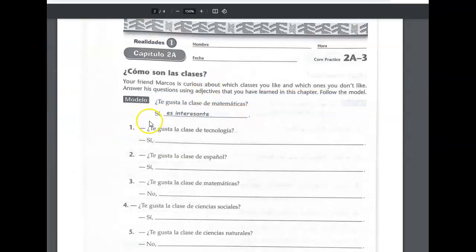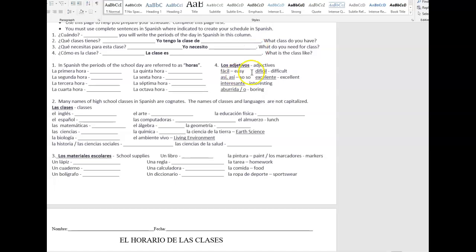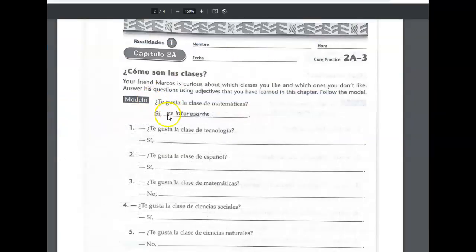If you don't like the class, don't begin with sí, begin with no. Then maybe you want to choose a negative, if you will, description. No es difícil, or no es aburrida, or no es así así. Right? So a descriptive adjective, and then before that descriptive adjective, you're going to put es to say yes, it is, or no, it isn't, and then a descriptive adjective from that category.